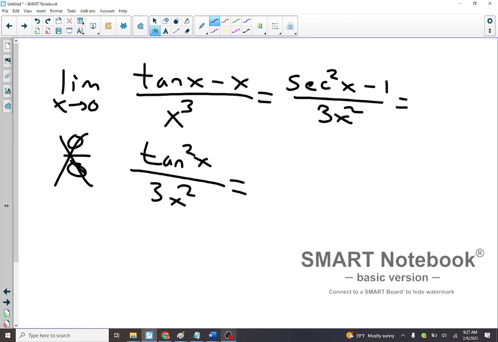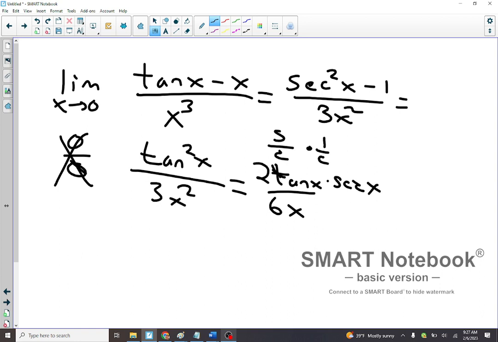Now we have to rewrite that again, 6x on the bottom. This tan squared is going to be 2 tan times the derivative of tan x, because it's chain rule. Now tan times secant. Tangent is sine over cosine, and secant is 1 over cosine. Does that help us? It's not right.